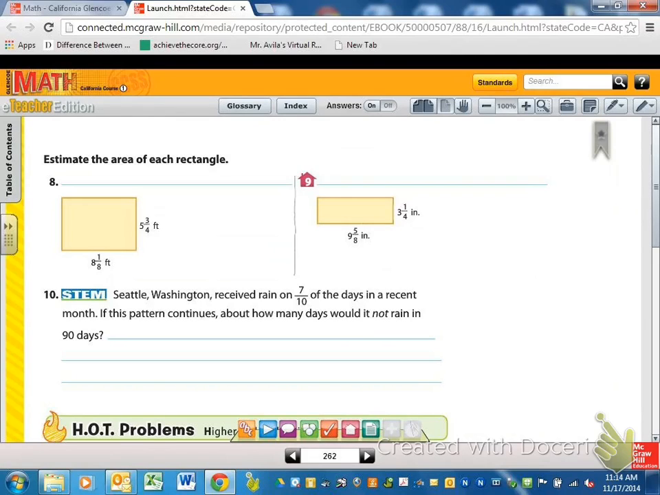Number 8 says estimate the area of each rectangle. So I have 5 3/4 and 8 1/8. So I know 5 3/4, 3/4 is 1/4 away from one more whole. So I'm going to change 5 3/4 to 6, and 8 1/8 is small, so I'm going to leave that as an 8. So I'm going to do 8 times 6 is 48 square feet.